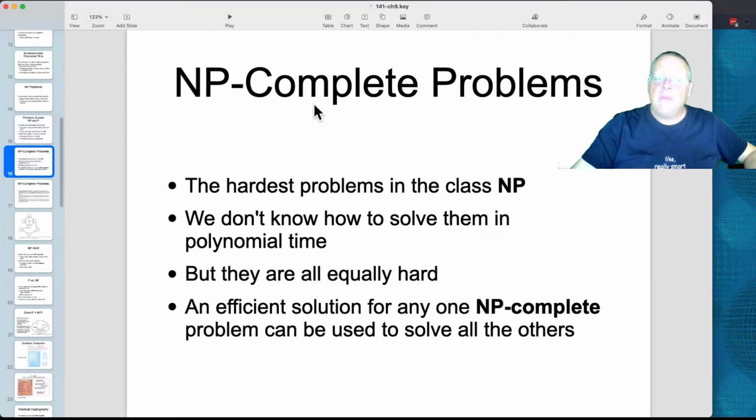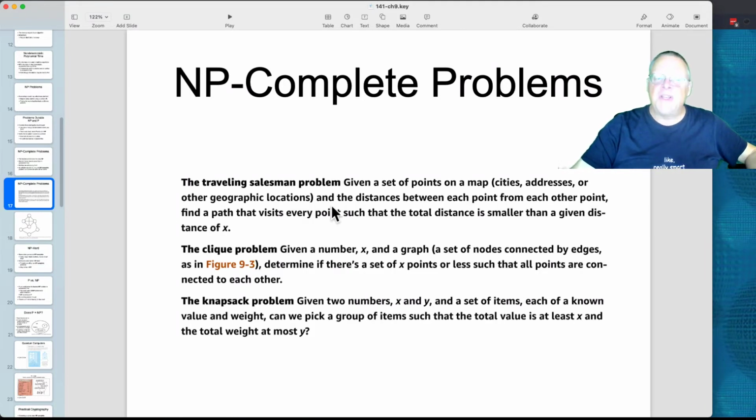All right, so NP-complete are the hardest problems in NP. We don't know how to solve them in polynomial time, but they have proven that they're all equally difficult. And if you ever find a fast way to solve one, you can solve them all. And these are the famous ones, like the traveling salesman problem. If you have a set of cities on a map, what is the best way to drive from one city to the next to visit them all with the minimum total distance?